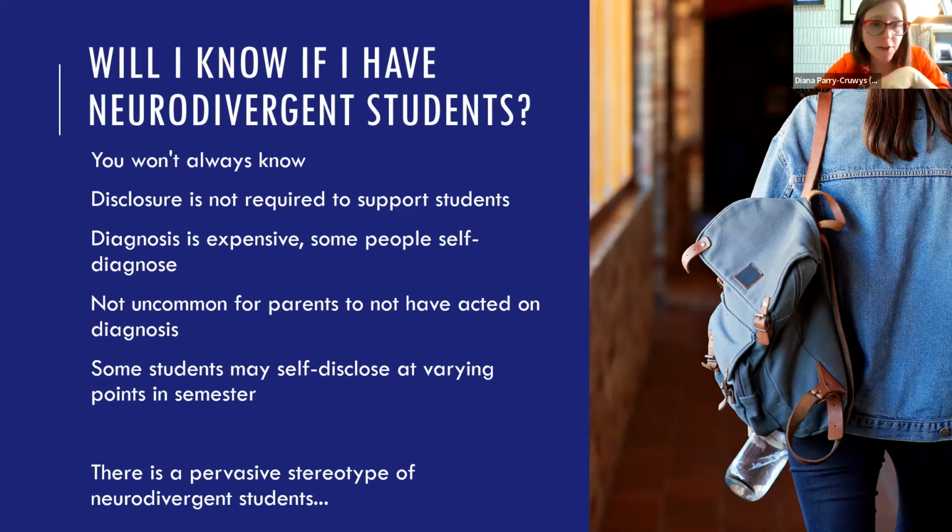And then students may self-disclose at varying points during the semester as well. Again, it's not required for us to know someone's diagnosis in order to respond compassionately, but it's always possible that they might disclose at different points in time. Now, the other thing that Jason and I wanted to make sure we discussed is the potential stereotypes that might surround neurodivergent students or particular diagnoses, and speak to those a little bit.